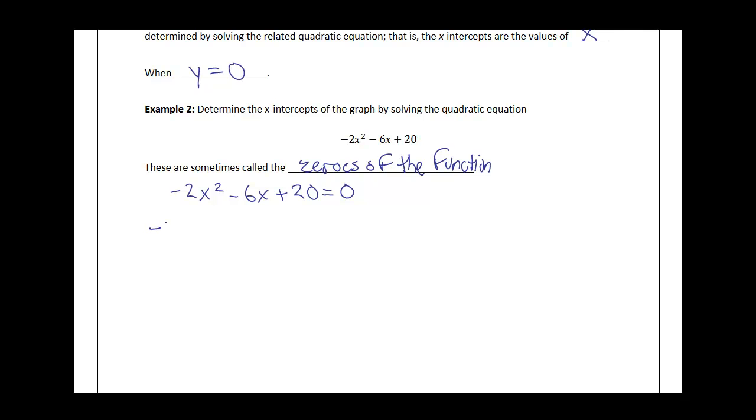Let's take out a common factor of -2 right away. And we're left with x squared plus 3x minus 10 equals 0. Now this quadratic here, x squared plus 3x minus 10, is actually factorable. So we could go ahead and create the two binomials for that. And here we need two values that multiply to -10 and add to 3, which are x equals -2 and plus 5.